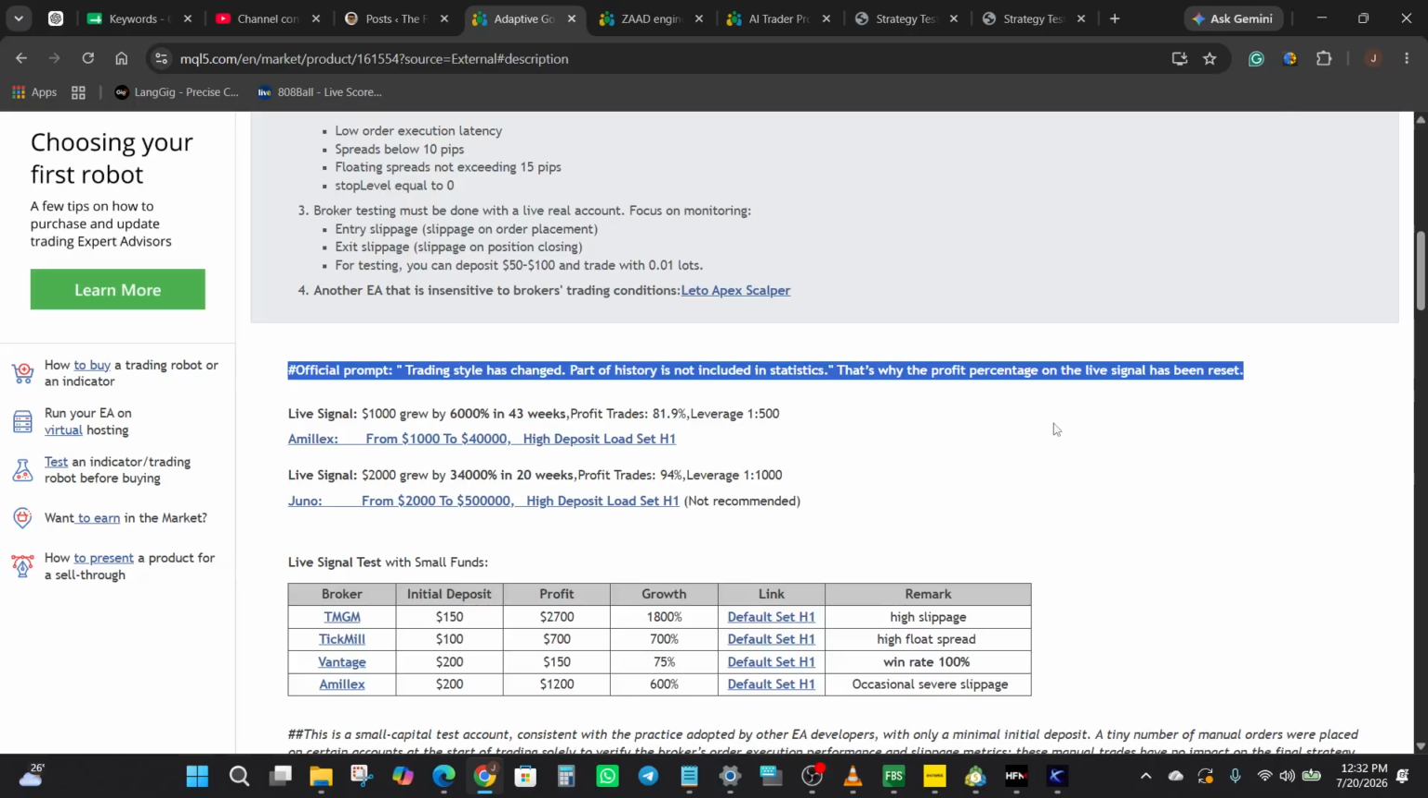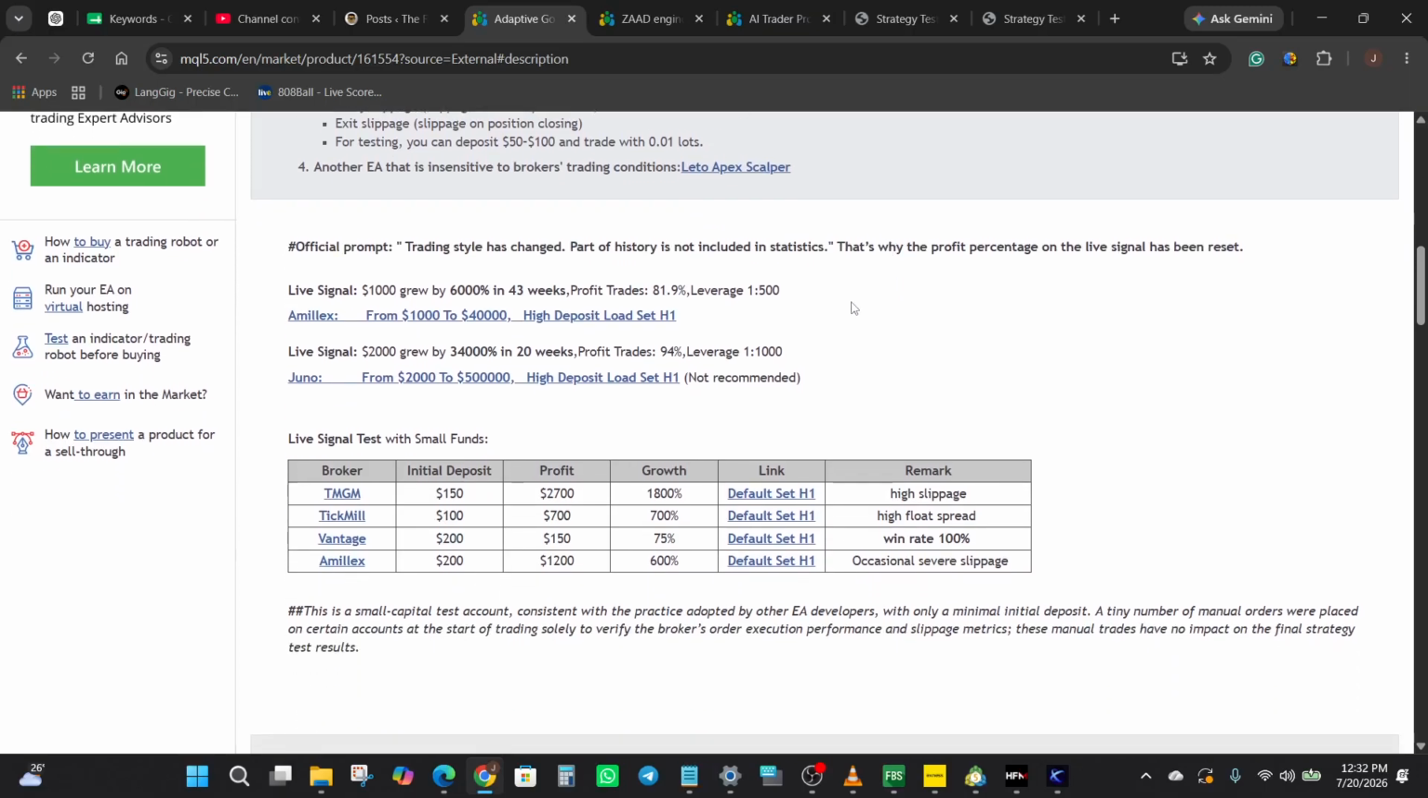All right, so that is a meaningful caveat, since it means the live track record reference afterward doesn't represent one continuous verifiable history. With that in mind, the listing shows several live signal figures, including claims of a 6,000% gain in 43 weeks on one account and a 34,000% gain in 20 weeks on another, with the second one specifically marked by the developer themselves as not recommended.